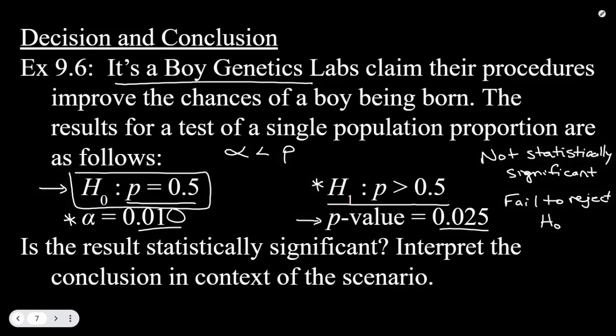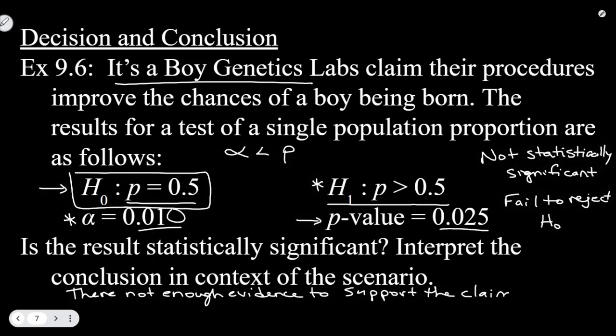The way we would write that is, there is not enough evidence to support the claim, and then you just go on and state the claim, which is their claim that their procedures improve the chances of a boy being born. I can't fit that all on the bottom of my screen, but that would be the claim that there's not enough evidence to support.